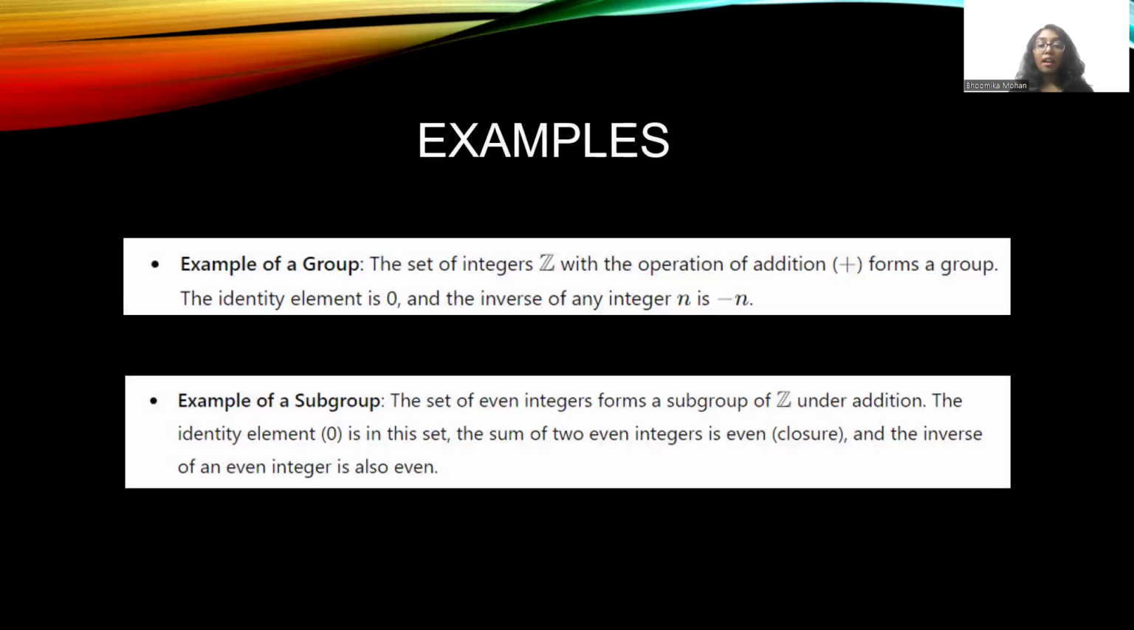Some of the examples are, example of a group is the set of integers Z with the operation of addition forms a group. The identity element is 0 and the inverse of any integer n is minus n. Coming to the example of a subgroup, the set of even integers forms a subgroup of Z under addition. The identity element 0 is in this set. The sum of two even integers is even, that is closure, and the inverse of an even integer is also even.